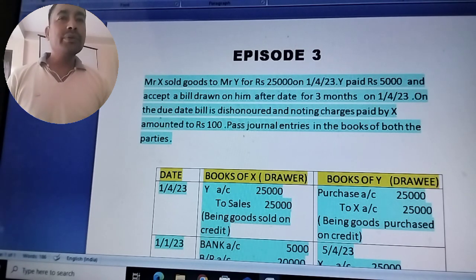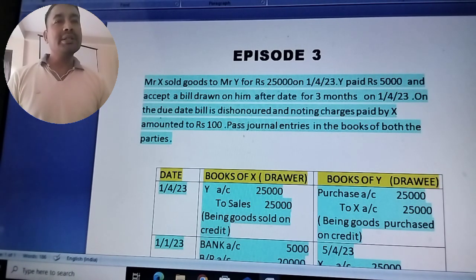So out of 25,000, 5,000 has been paid by Y. Then the remaining balance is 20,000 and Y has accepted a bill for 3 months on the remaining amount, that is 20,000. Bills receivable and bills payable amounted to 20,000 only, not 25,000, right? 25,000 has been paid or has been settled through cash. On the due date, the bill is dishonored and noting charges paid by X amounted to 100.